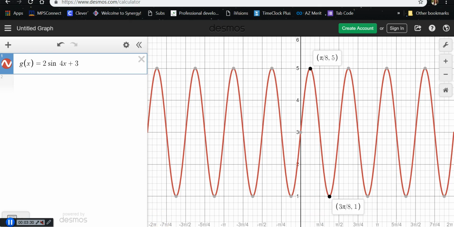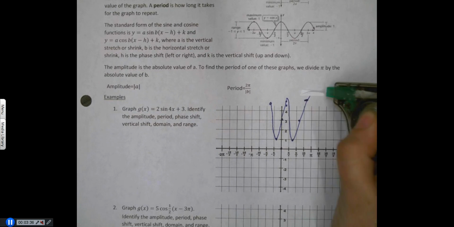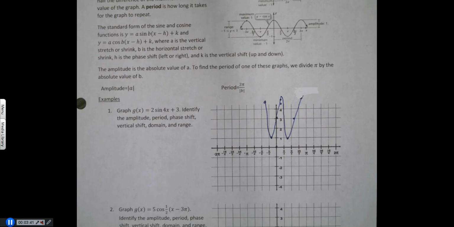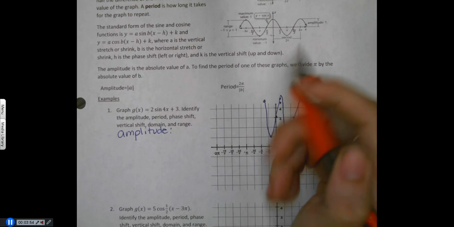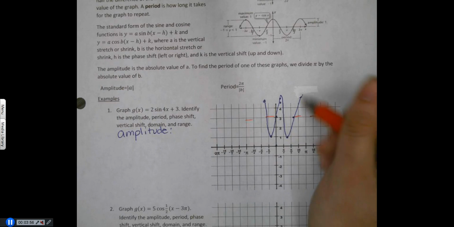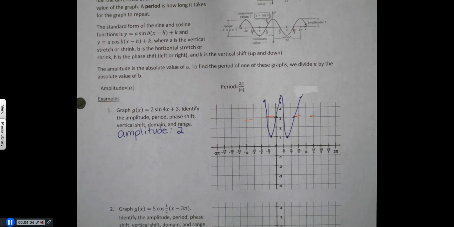Okay, so on my paper I went through and I drew a few of these lines. Okay, it wants me to identify the amplitude, period, phase shift, vertical shift, domain, and range. So, remember how I said the middle is right here at 3, and it's 2 away on either side from the high and low point? That means that's my amplitude. So my amplitude here is 2, because it's 2 away on either side. Does that make sense?